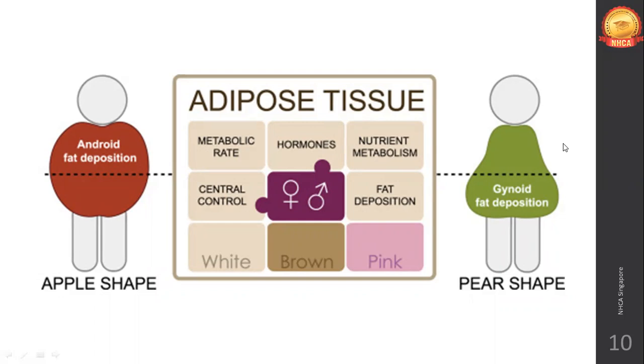Whereas in men, most of the adipose tissues settle down in the thoracic as well as the abdominal region. So adipose cells are of three different kinds. You have white adipose tissue, brown adipose tissue, and pink adipose tissue.